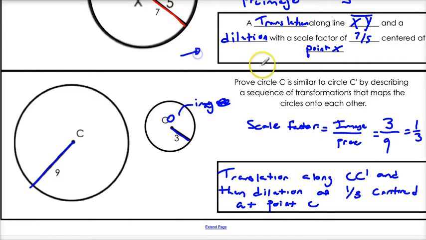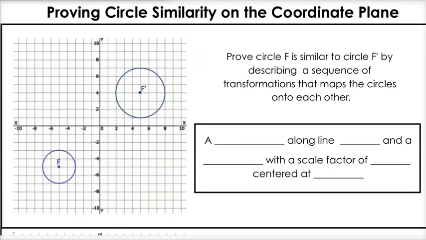Now, just remember, if you use this template, you will be good every time. It'll get you there. Blank, a translation along a line, and then a dilation with the scale factor centered at a point. So that's it. All circles are similar. I know, it's crazy, but it's true.